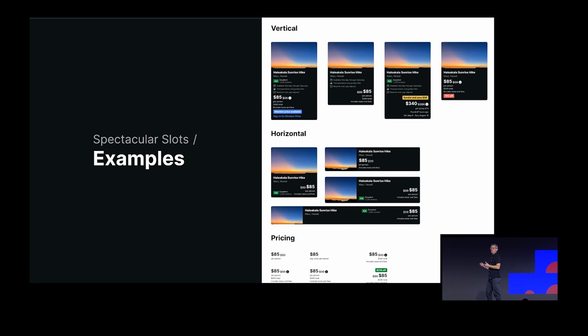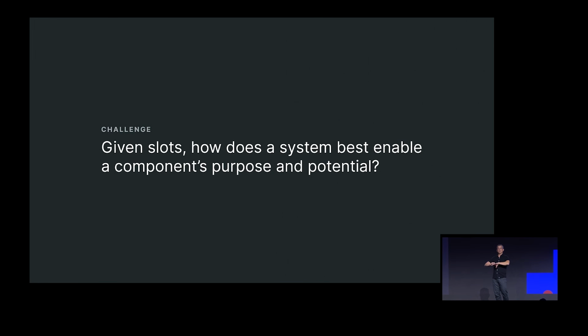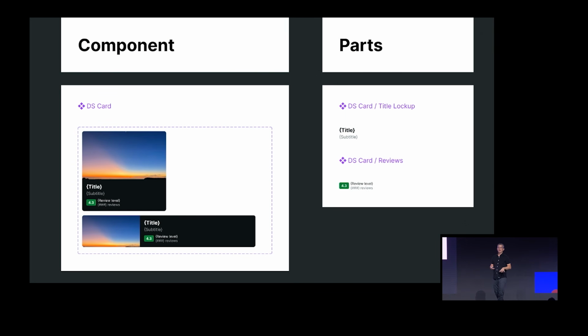Examples are going to play a key part. As I think about what designers deliver, given slots, what can we do better so that we can best enable the component's purpose and potential to be realized? When you add a big pink space, it's a big blank canvas. Are they always supposed to know what they're supposed to do with it? And examples play a key role. And that expands what designers deliver today.